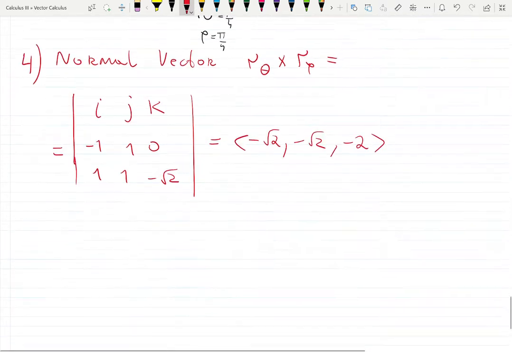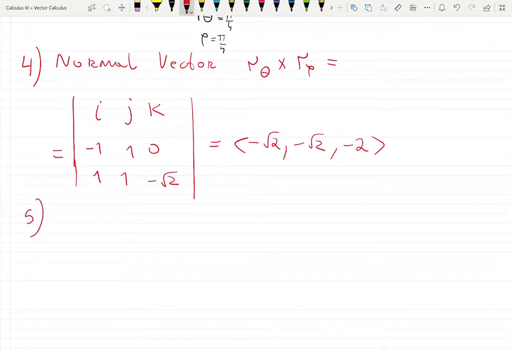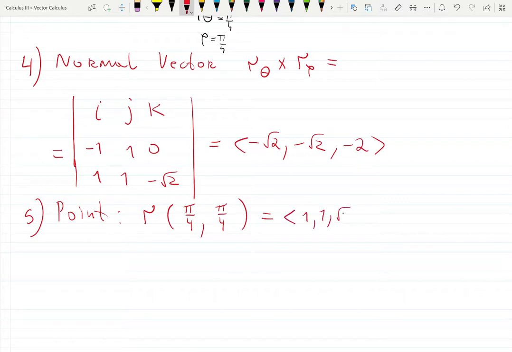Find the point. Because we found theta and phi as pi over 4 and pi over 4, but we never plugged it in. So you plug it into the original R. Let's plug in pi over 4 and pi over 4 into the original. We always had this before in calculus 1 as well. That gives us 1, 1 and square root of 2. It's not a vector, I keep saying vector, it's a point, a point.